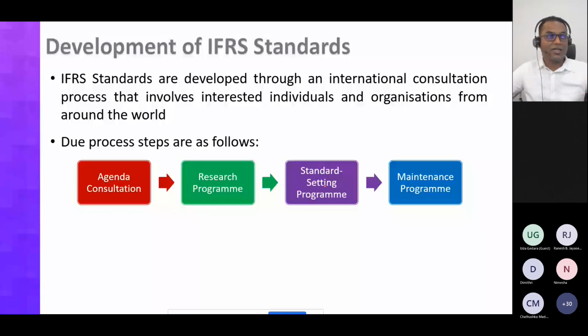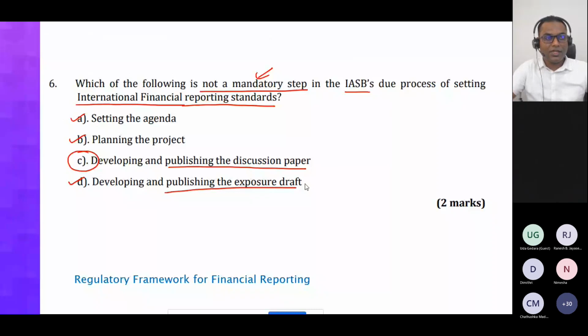Okay, I hope you understood, I discussed this process very briefly. Hope you understood the answer. Right, that is the answer for question number 6. Are we clear? Are we clear? Right, moving on.